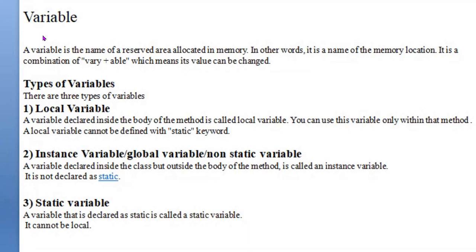Global variable or instance variable means a variable which is declared inside the class but outside of the body of the method. In local variable we declare the variable inside the body, but global variable we declare outside of the body but inside the class. Then static variables are the variables which are declared with the help of the static keyword, and it cannot be local.